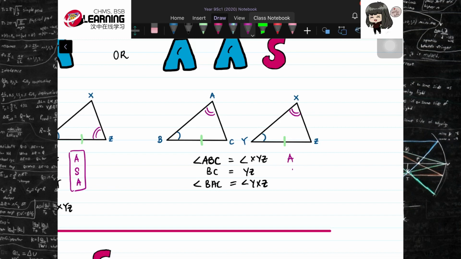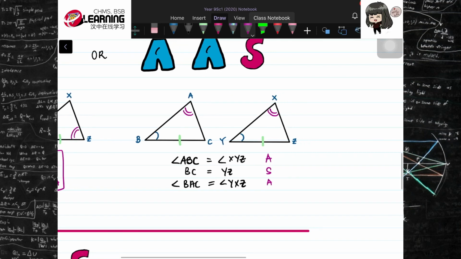So when we write this, it is actually still ASA. If we write this one first, and then this one second, and this one last, it's the same, it's okay. Or if you wish to write down side first, the first one you write this, the second one this, the third one this, also can. As long as you prove that these two angles and one of these sides are the same, then we can conclude that triangle ABC is congruent to triangle XYZ.